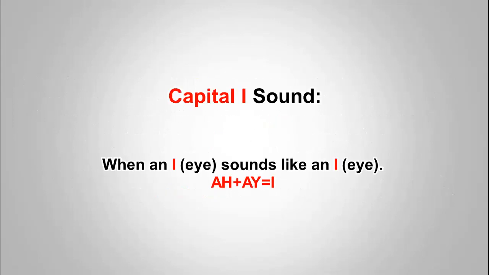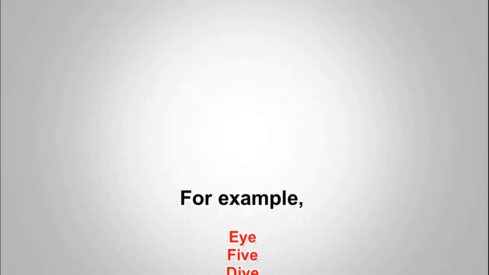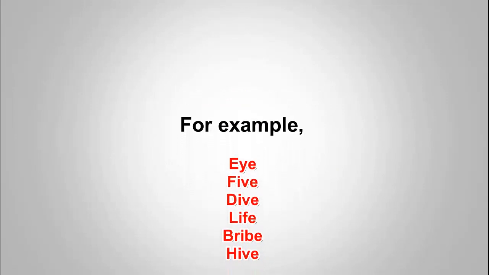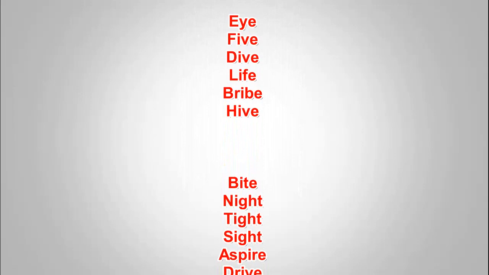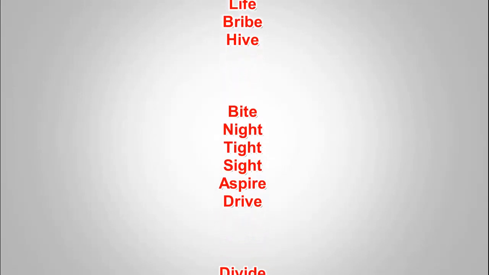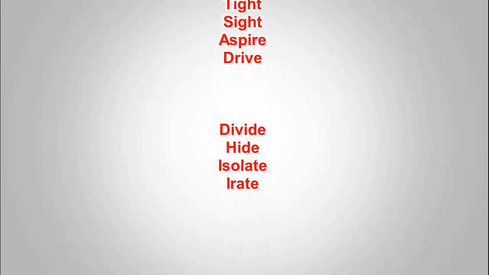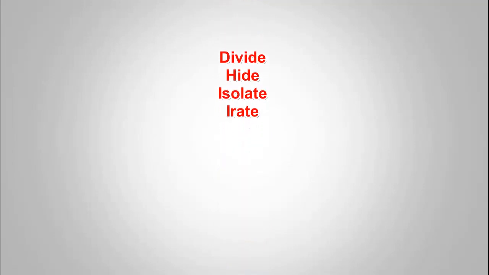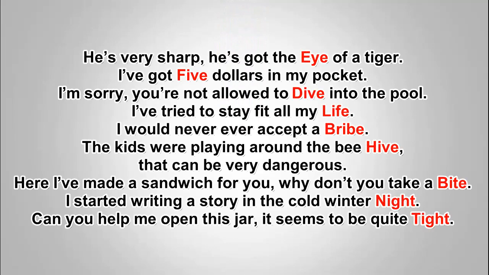Capital I sound. When an I sounds like an I. A plus I equals I. For example, five, dive, life, bribe, hive, bite, night, tight, sight, aspire, drive, divide, hide, isolate, irate. He's very sharp, he's got the eye of a tiger.